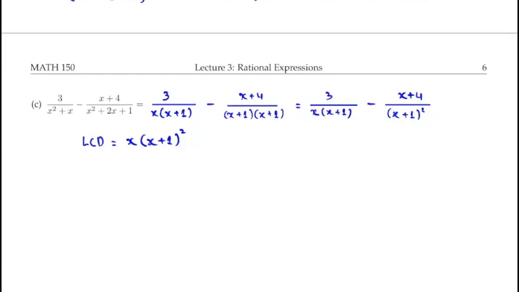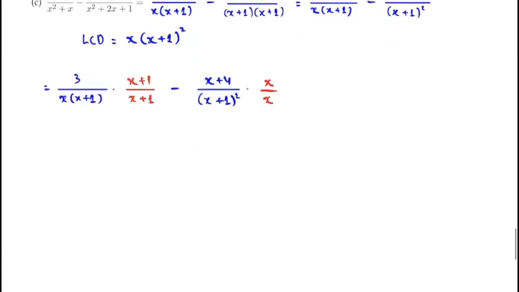Now for the first term, again, you have x times x plus 1 in the denominator. We are missing 1 x plus 1. So I'm going to multiply top and bottom by x plus 1. For the second expression, I'm missing x in the denominator. So I multiply the top and bottom by x. You okay with that? All right. So here I get 3 over x times x plus 1 multiplied with x plus 1 divided by x plus 1, minus x plus 4 over x plus 1 squared multiplied with x over x.